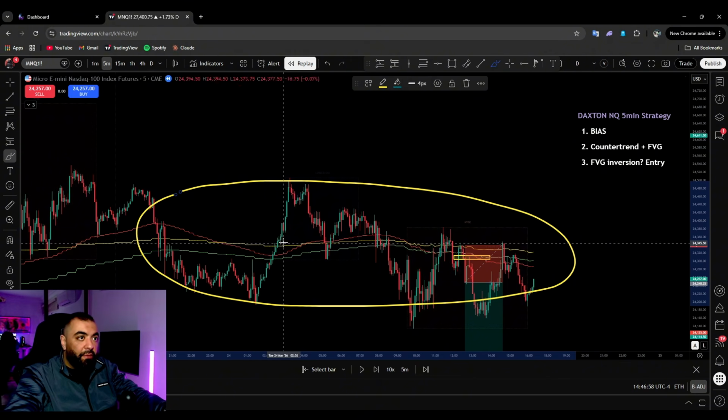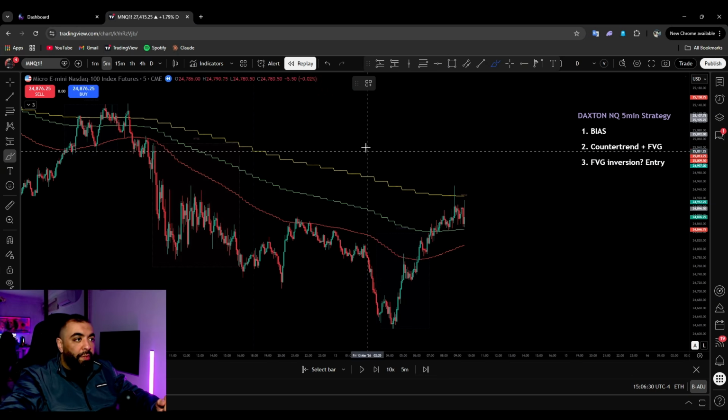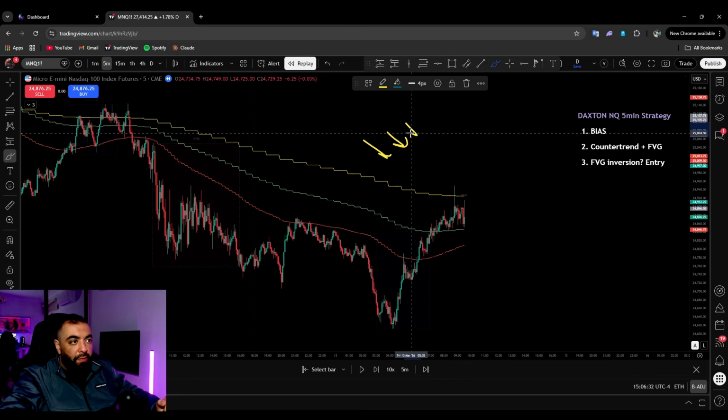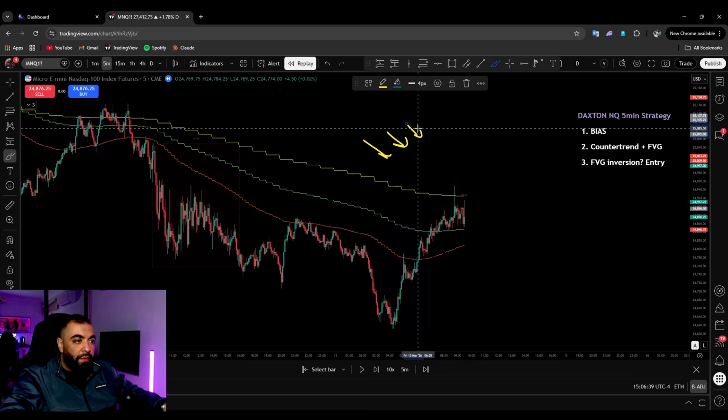Let's go for another example. On this day before market open, we can clearly see that the EMAs are pointing down. My bias will be bearish. I will be only looking for shorts. Let's play the price out because we always enter after market open. Let's zoom in.